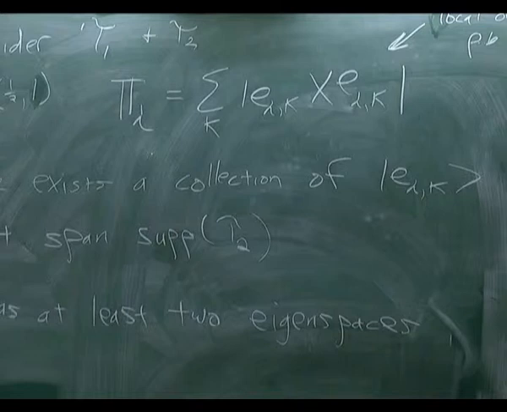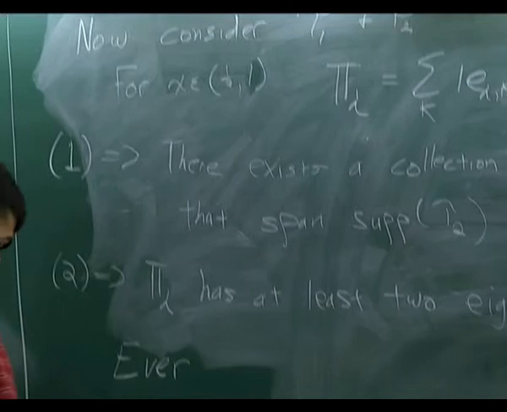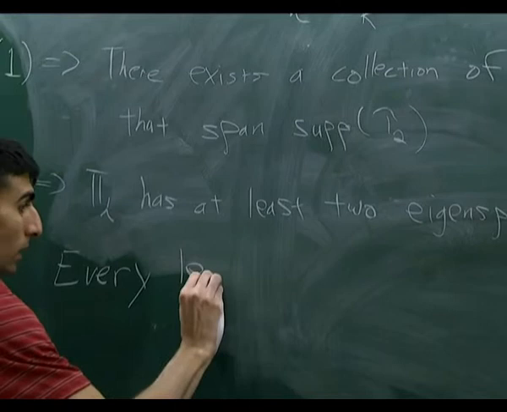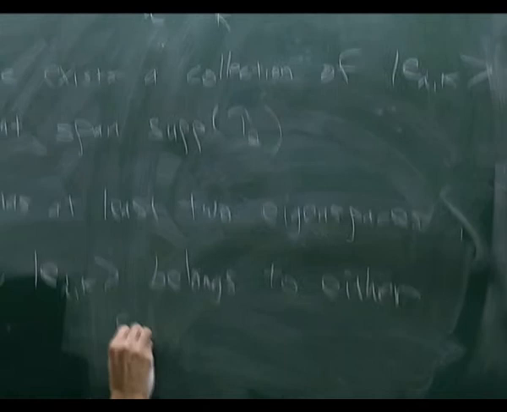So this means that every E lambda k belongs to either the support of tau 1 or the support of tau 2.